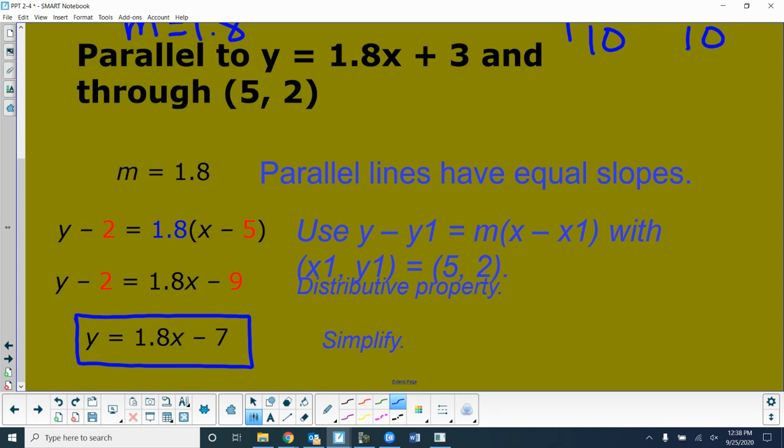Okay? So you're going to have a few problems like that. They'll say parallel or perpendicular to let you know what slope you're supposed to use. Then you use the point they give you. Either method works, point slope or y equals mx plus b, slope-intercept form. All right?